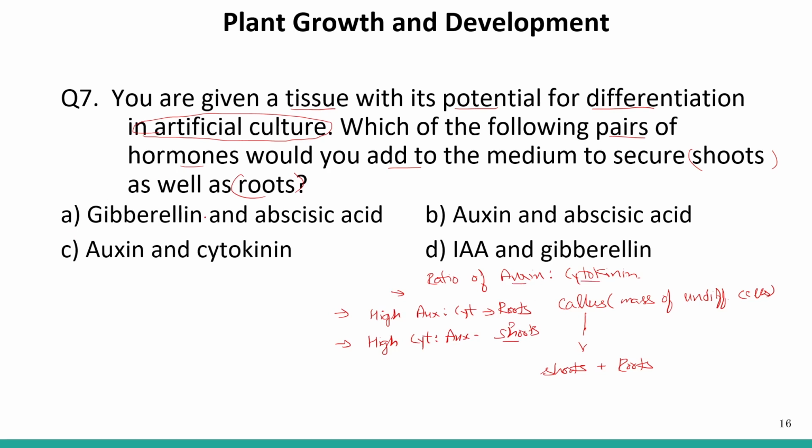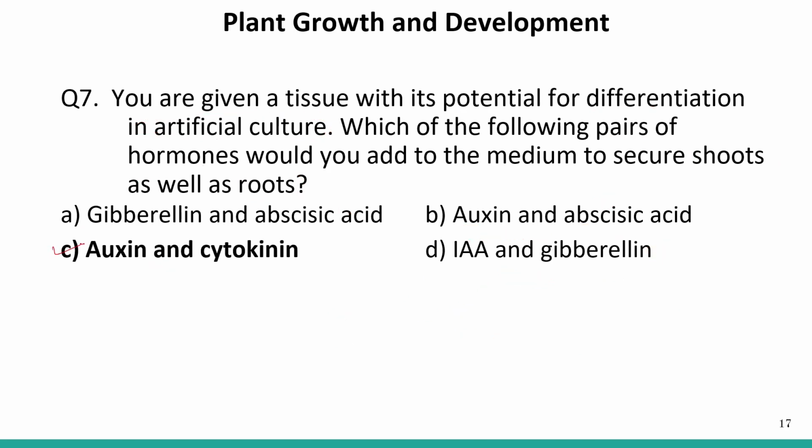So options are gibberellin and abscisic acid, which is not true. Abscisic acid is a growth inhibitor. Gibberellins have some other functions, like seed germination and all. Next option is auxin and abscisic acid. So this is also not true. Abscisic acid again a growth inhibitor. Third option is auxin and cytokinin, and fourth option is IAA, which is an auxin, and gibberellin. So this is also not true. So what should be the correct answer? Auxin and cytokinin should be present in the medium for the development of both shoots and roots.